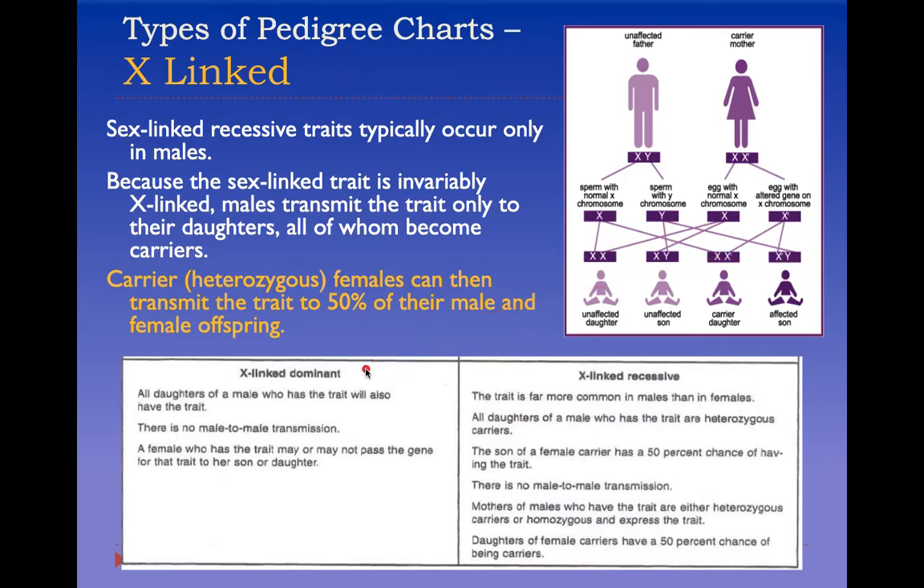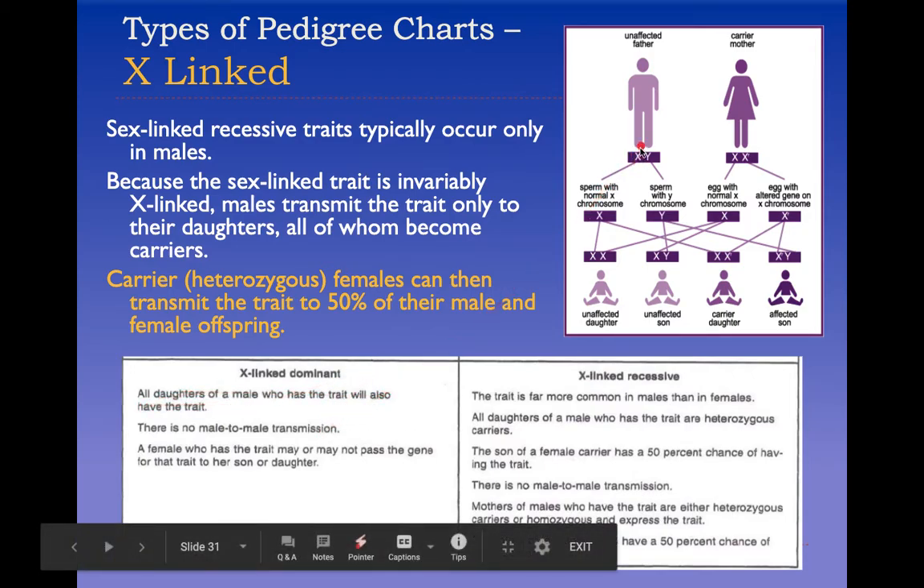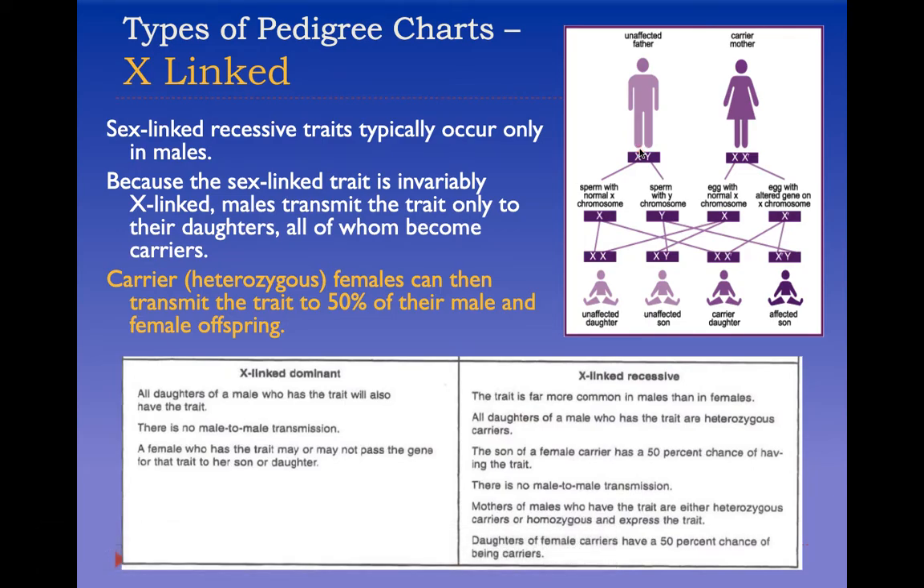If it's X-linked dominant, all daughters of a male who has the trait will also have the trait. Why? Because if the male has the trait, he passes his X chromosome to his daughters. Run the Punnett square and you can see that. The daughters will always have the trait if it's dominant and the father has it, because the dad can only give that X chromosome. He doesn't have any other chromosome to give to his daughters. There's no male to male transmission, because his boys get his Y chromosome. So there can be no male to male transmission if it's X-linked.